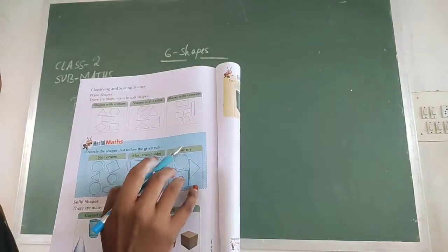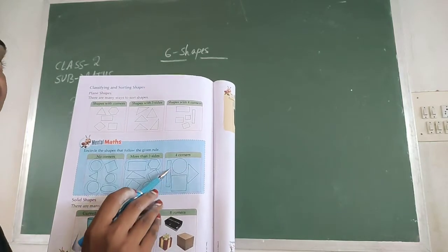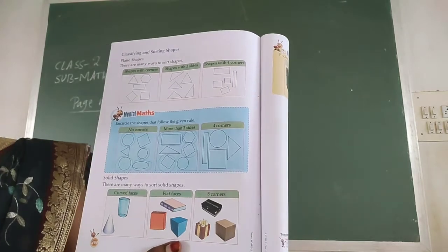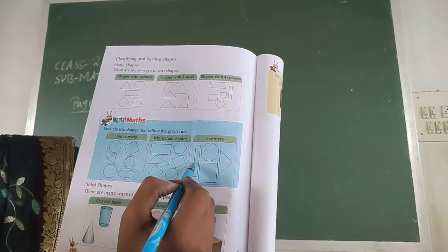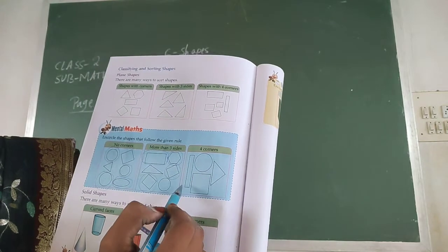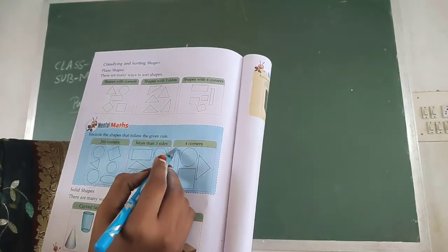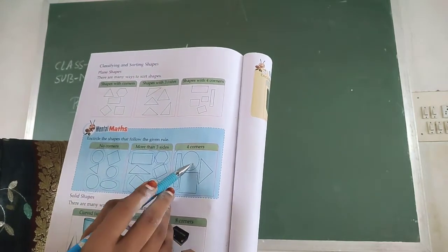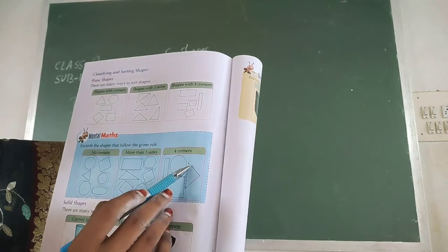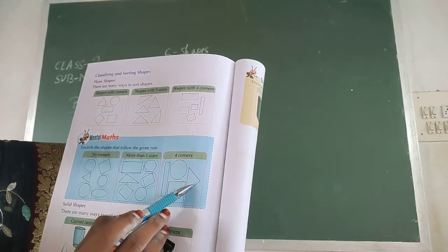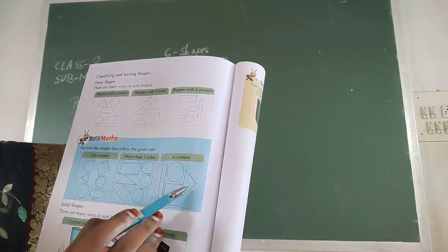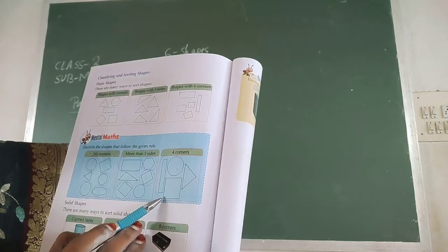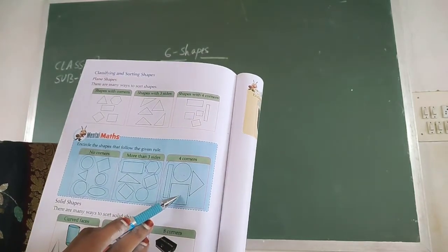Okay, four corners. In the given shapes, which shapes have four corners? Encircle those shapes. This shape has four corners. 1, 2, 3, 4. So encircle this one. This shape has 1, 2, 3. This shape has only three corners, so no need to encircle this one. Come to this shape. 1, 2, 3, 4. This shape has four corners, so encircle this shape also.